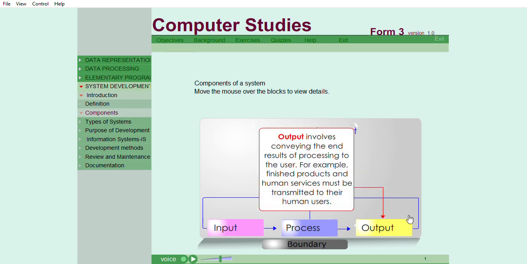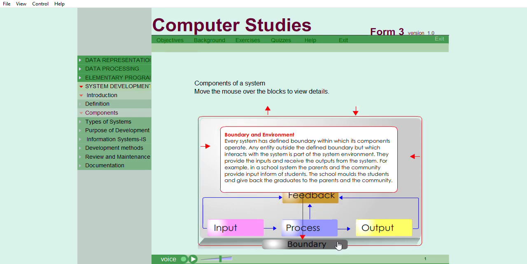Output. It involves conveying the end result of processing to the user. For example, finished products and human services must be transmitted to their human users. Boundary and environment. Every system has a defined boundary within which its components operate.